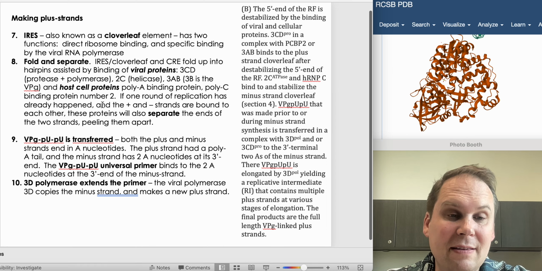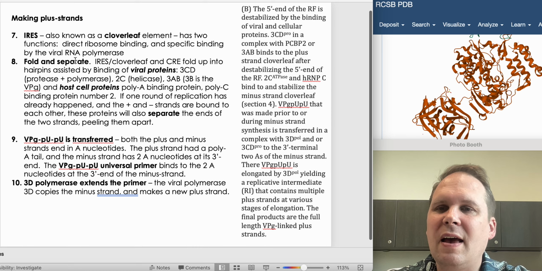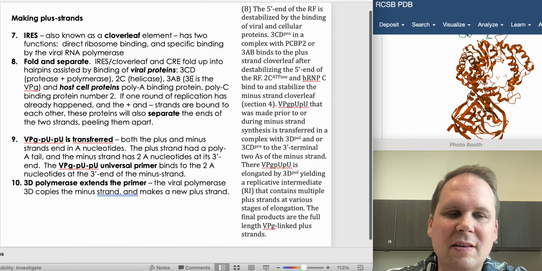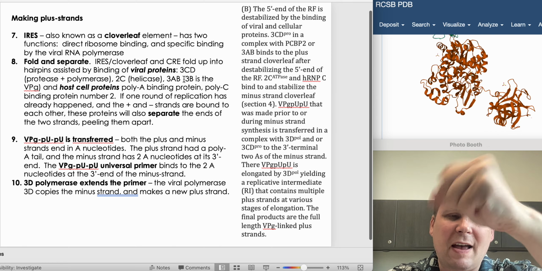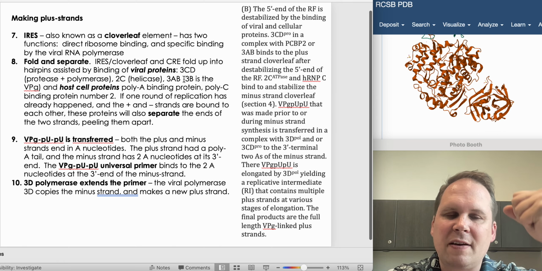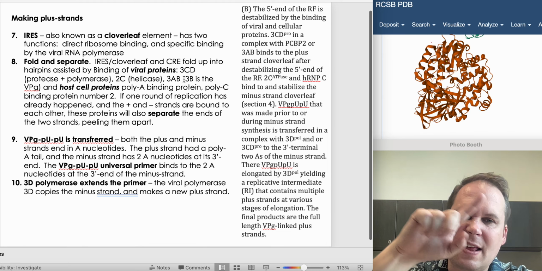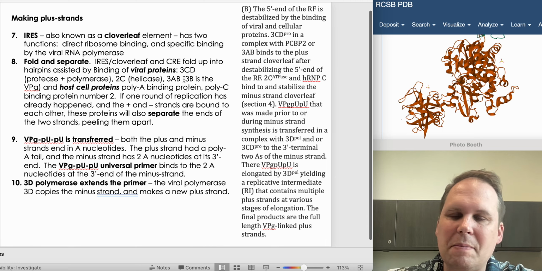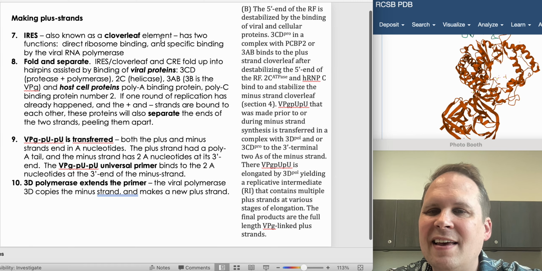So to separate those 2 copies, or at least to separate the ends of those 2 copies, the viral proteins are going to come together and they're going to bind to the clover leaf. So they'll peel the 5' end of the plus strand off, and they'll also bind to the clover leaf, which is kind of the opposite of a clover leaf, on the end of the minus strand, and so they'll peel them apart just like that.